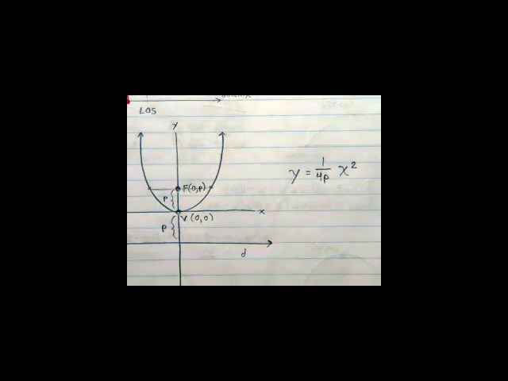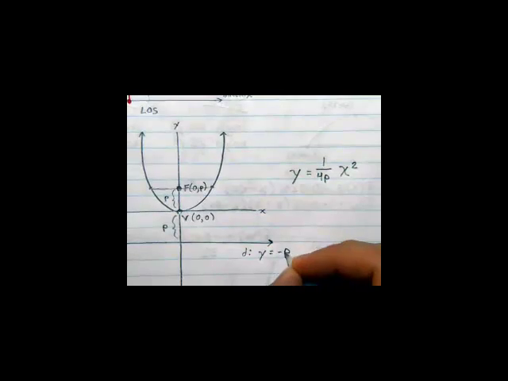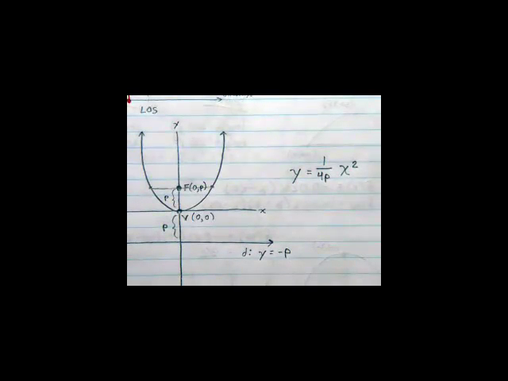And then the equation of the directrix. The directrix is this horizontal line underneath. What kind of equations do we have for horizontal lines? It's either x equals or y equals. They're y equals when they're horizontal. So if it's a distance of p down from the vertex, what's the equation of that line? Yeah, y equals negative p.